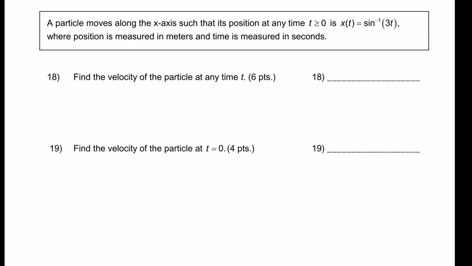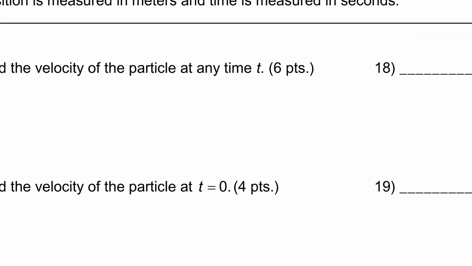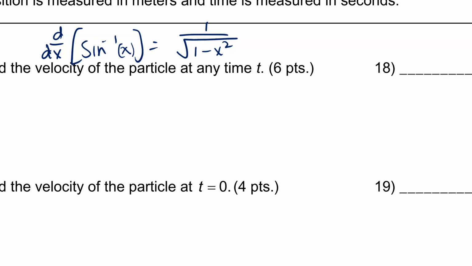Please read the directions. A particle moves along an x-axis such that its position at any time is x of t equals sine inverse of 3t, where position is measured in meters and time in seconds. Find the velocity, aka the derivative. The derivative of sine inverse of x is 1 over the square root of 1 minus x squared. Don't forget, there's a square root on the bottom.